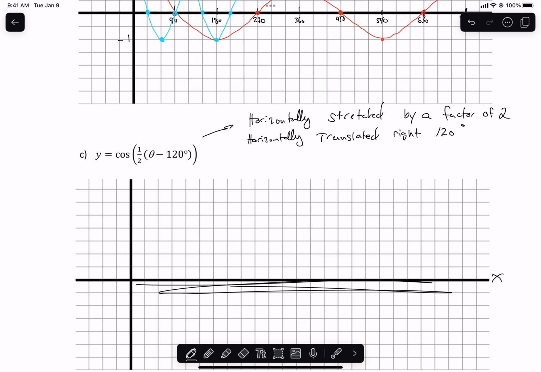Knowing the graph has to be multiplied by 2 horizontally, which means 1 cycle is now gonna take 720. And it also has to get moved to the right 120 degrees. So we might not be able to get, I don't know, we'll see.